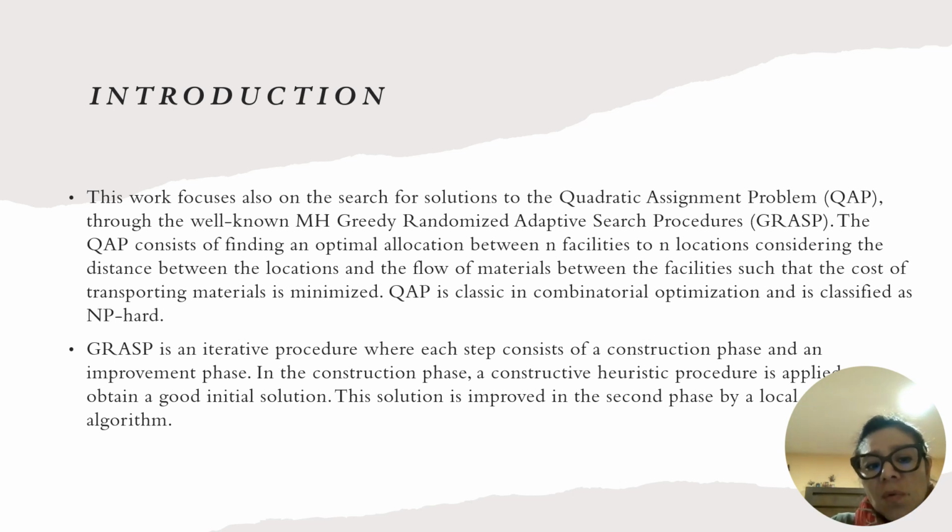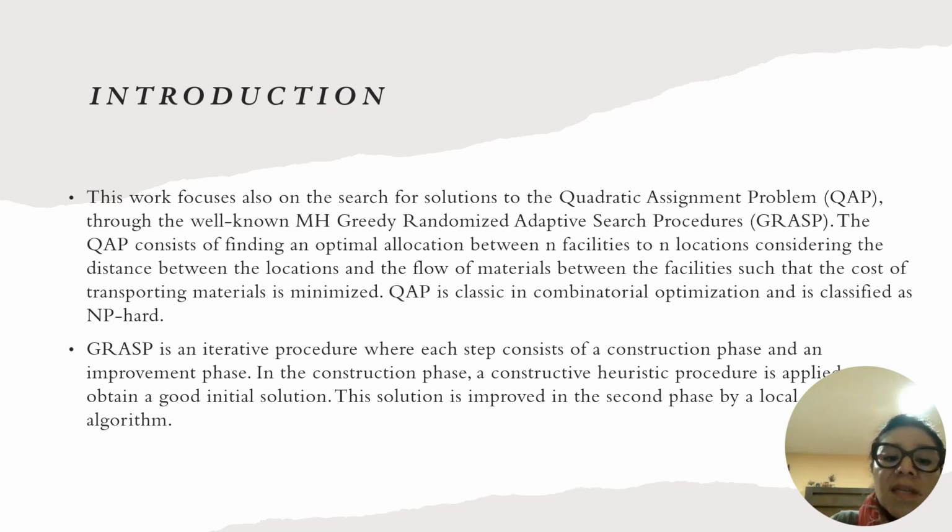The QAP consists of finding an optimal location between n facilities and n locations, considering the distance between the locations and the flow of material between the facilities, such that the cost of transporting materials is minimized. QAP is classic in combinatorial optimization and is classified as NP-hard.